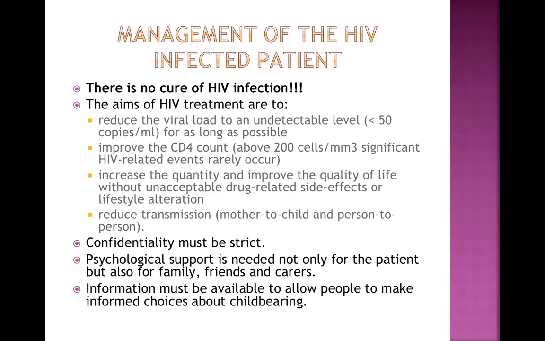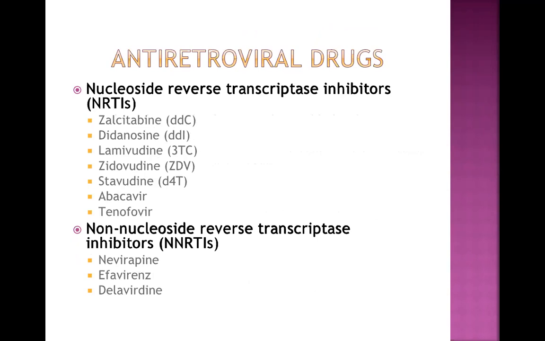Now, what are those antiretroviral drugs, or highly active antiretroviral drugs? They are divided into different classifications or headings. The first of them are called nucleoside reverse transcriptase inhibitors, or NRTI. Look at the examples: zalcitabine, didanosine, lamivudine, zidovudine, stavudine, abacavir, and tenofovir. These are the different drugs.